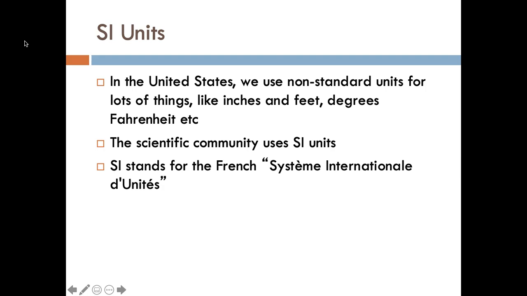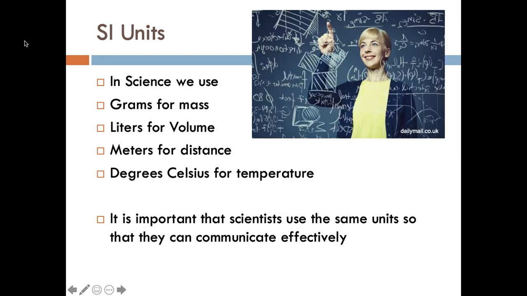In the United States, we use non-standard units for lots of things, like inches and feet, degrees Fahrenheit, etc. The scientific community uses SI units, and SI stands for the French Système International. In science, we use grams for mass, liters for volume, meters for distance, degrees Celsius for temperature. It's important for scientists to use the same units so that they can communicate effectively.